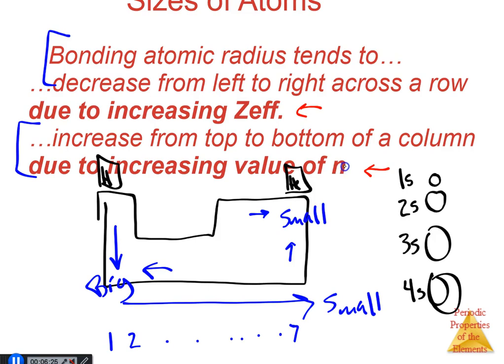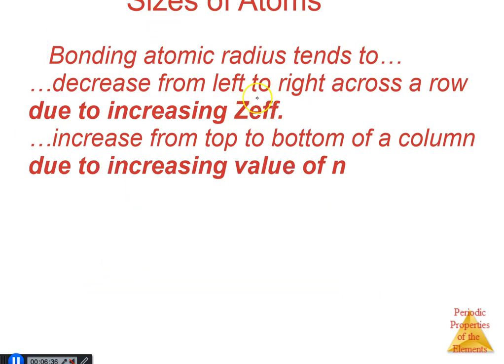Your principal energy levels are larger. Who's with me so far? Okay. There's also a little nugget you can throw in on a lot of these. You would not throw it in on number 1, but you could here. It increases from top to bottom of a column due to increasing value of n and greater electron-electron repulsion.